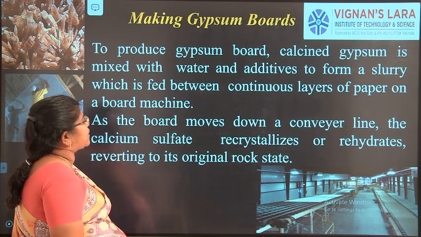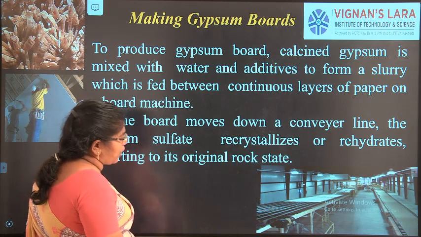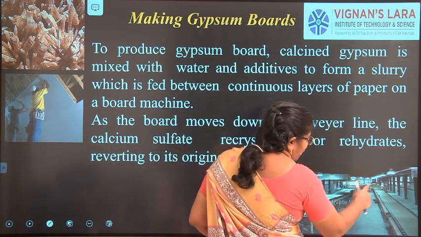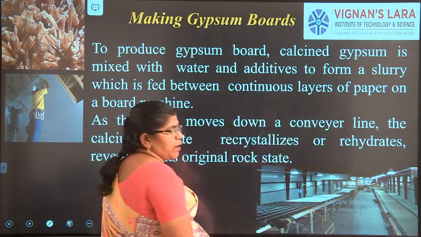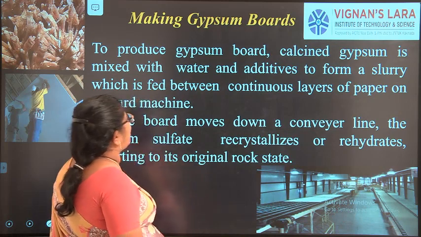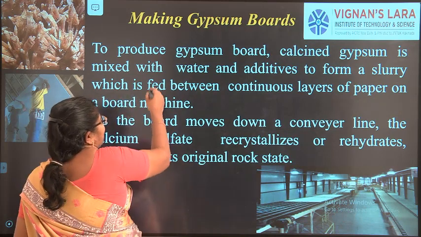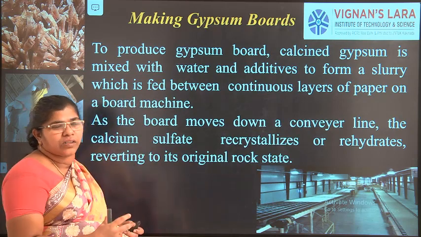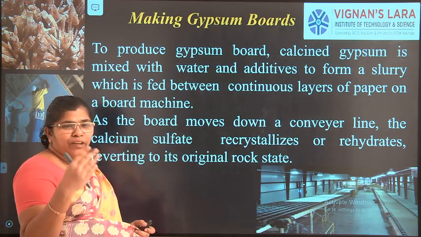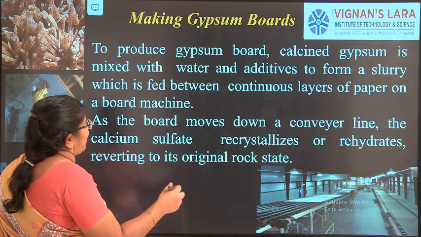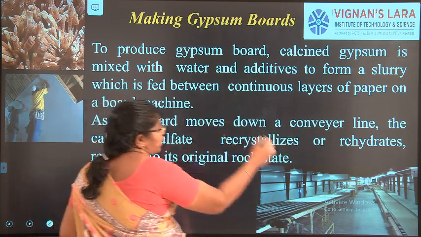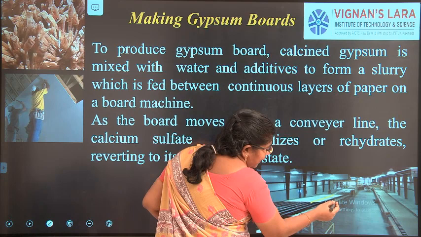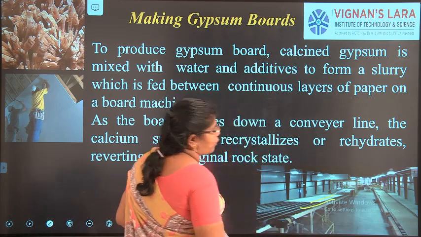So how to make the gypsum board: it uses continuously moving rollers. Calcined gypsum is mixed with water and additives to form a slurry. Slurry is not a hot solid, and it is not water. It is a thick mix which will be formed in between two continuous layers. There will be one layer here, and the mix is allowed to pass in between.